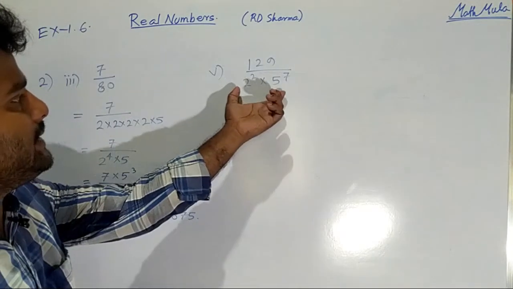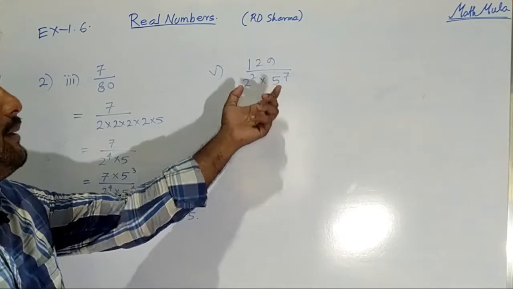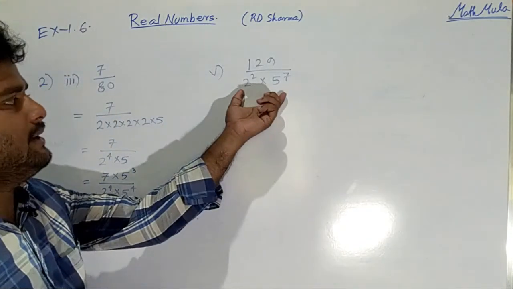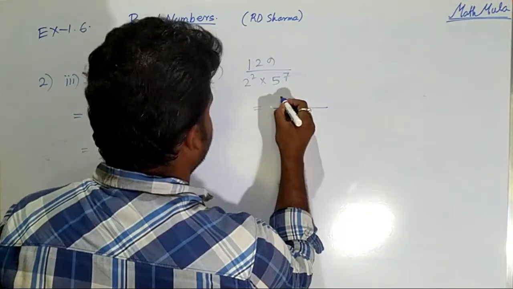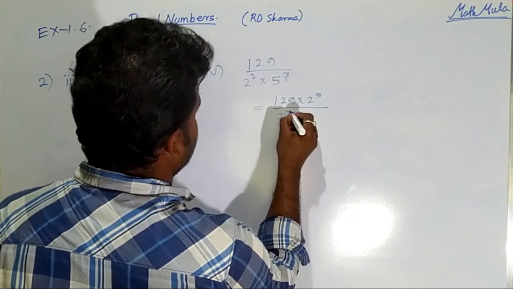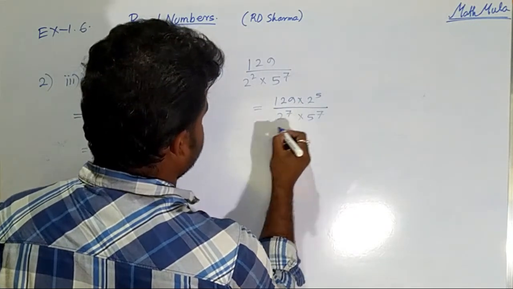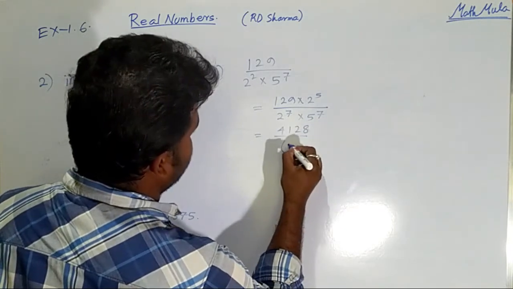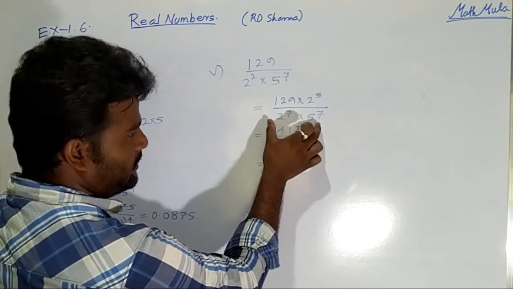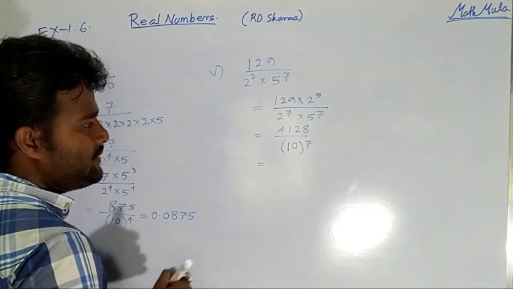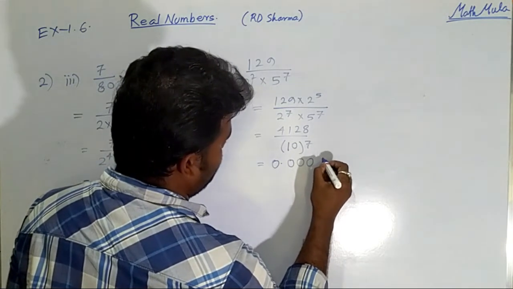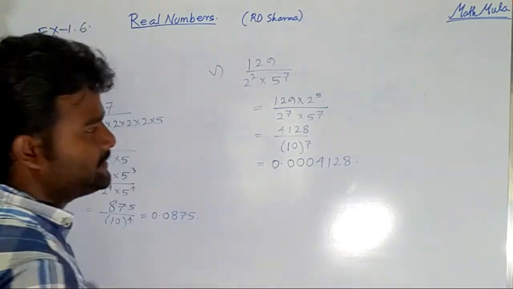Now we solve this sum. Now look, the denominator is in the form 2 to the power m into 5 to the power n. Now we try to adjust the denominator as a multiple of 10. That means we have to multiply the numerator by 2 to the power 5 and it will be 2 to the power 7 into 5 to the power 7. The numerator is 4128 and the denominator will be 10 to the power 7. Decimal places will be 7 because the above number is divided by 10 to the power 7, that is 0.004128. That's it.